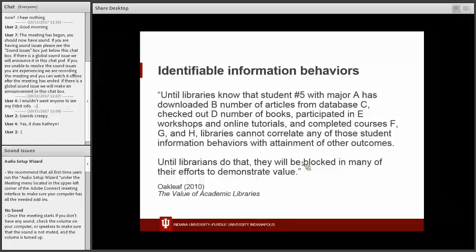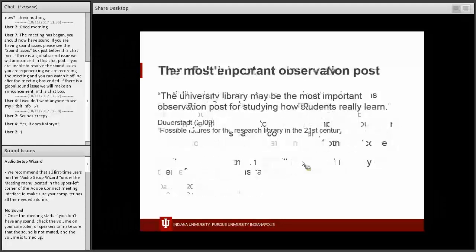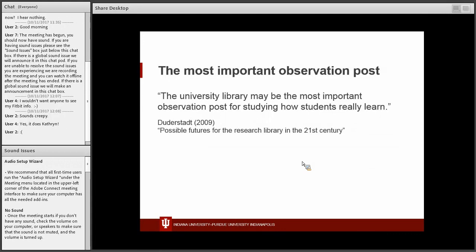And it's a strong argument for doing learning analytics in libraries. I don't deny that. And Duderstadt says that the university library may be the most important observation post for studying how students really learn. And I would argue with that as well, as being a library advocate. A lot of the intellectual materials that we provide to students in the form of journal articles and physical materials and archives really are at the core of what they do in their higher education experience.